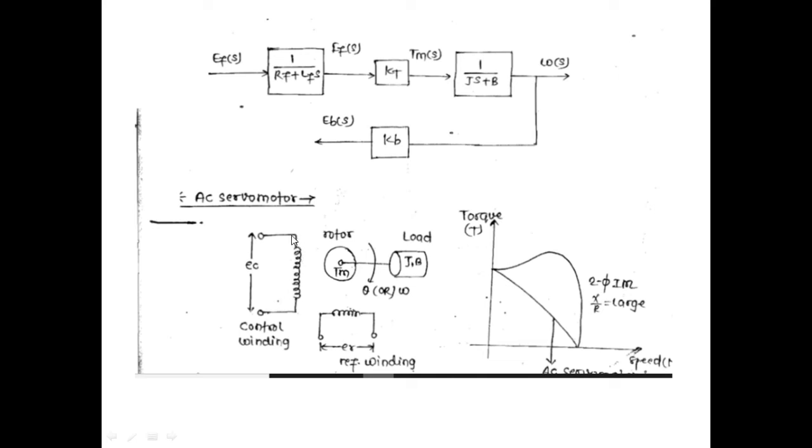And we know that this motor has to be controlled from this side, that is the control winding side. Therefore, the actuating signals are to be fed to this winding. What are actuating signals?